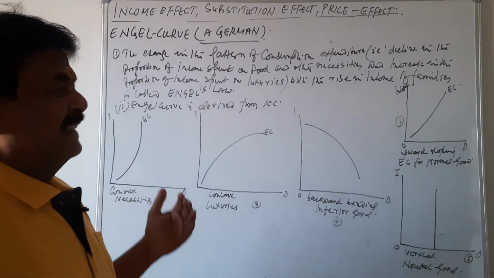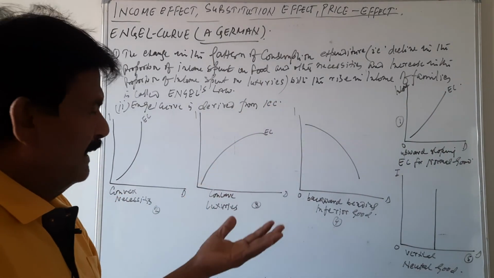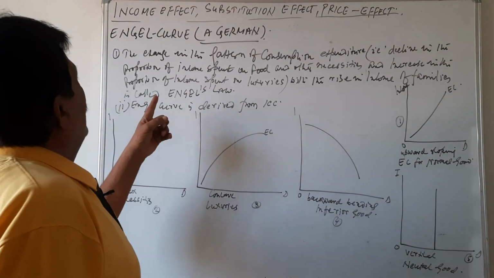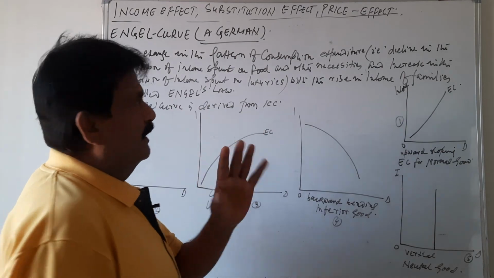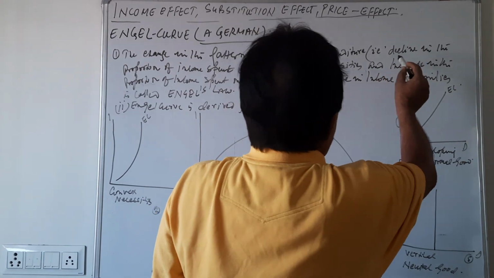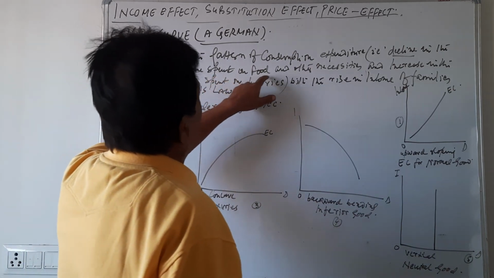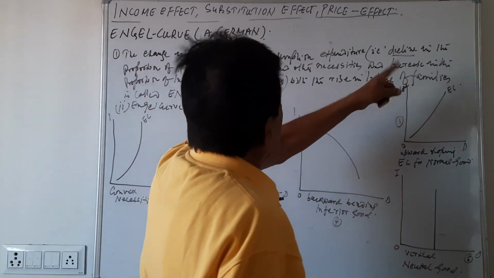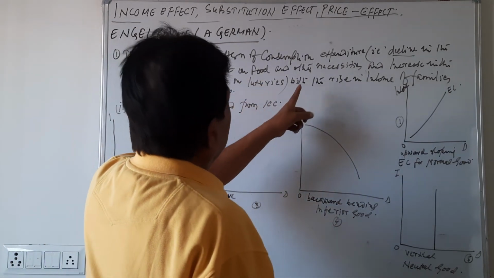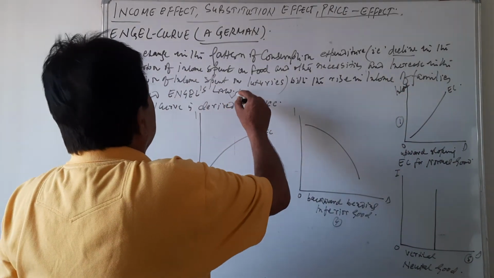This change shows that for necessities, rather food and other necessities, when income increases, expenditure on these necessities diminishes, and when income increases, expenditure on luxuries rises. This is what Angel's law says. So the change in the pattern of consumption expenditure, that is, the decline in the proportion of income spent on food and other necessities and the increase in the proportion of income spent on luxuries with the rise in income of families, is called Angel's law.